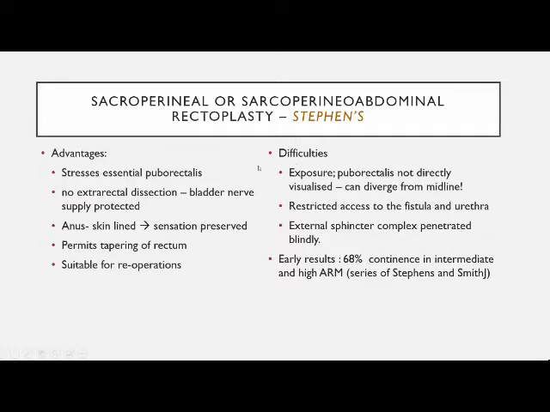However, difficulties that we encounter include poorer exposure, and the puborectalis may not always be well visualized, and the pull-through can diverge from the midline, even the dissection when we do it blindly. There's restricted access to the fistula and urethra, and the external sphincter complex is penetrated blindly. Early results reported 68% continence in intermediate and high ARM, that is the early series of Stephens and Smith.